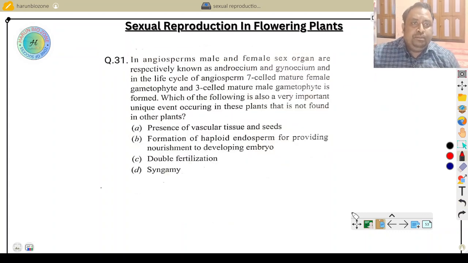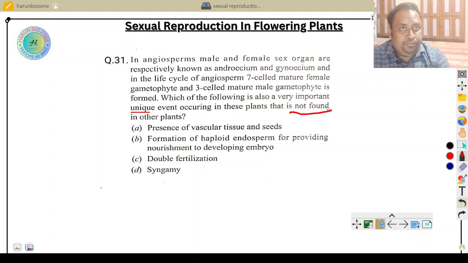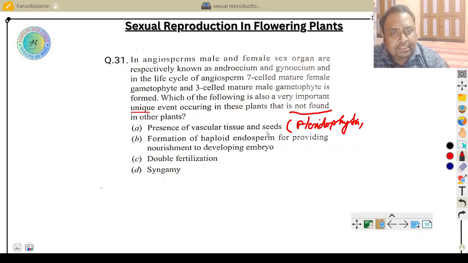In angiosperms, male and female sex organs are respectively known as androecium and gynoecium, and in the life cycle of angiosperms, a 7-celled mature female gametophyte and a 3-celled mature male gametophyte are formed. Which of the following is also a very important unique event occurring in these plants that is not found in other plants? They want to know the unique feature of angiosperms not present in any other group like bryophyta, pteridophyta. Vascular tissue is also present in pteridophyta, and seeds are present in gymnosperm.